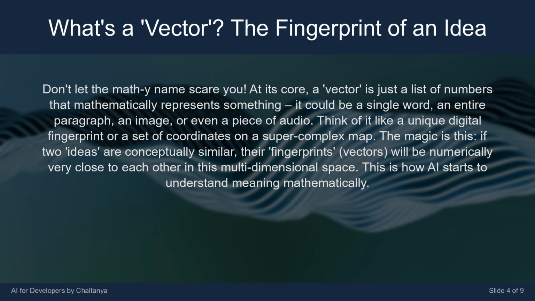Don't let the math-y name scare you. At its core, a vector is just a list of numbers that mathematically represents something. It could be a single word, an entire paragraph, an image, or even a piece of audio. Think of it like a unique digital fingerprint or a set of coordinates on a super complex map. The magic is this: if two ideas are conceptually similar, their fingerprints, vectors, will be numerically very close to each other in this multidimensional space. This is how AI starts to understand meaning mathematically.